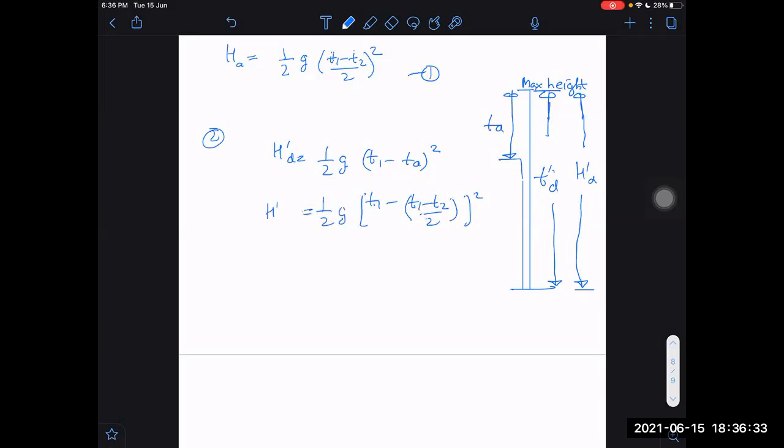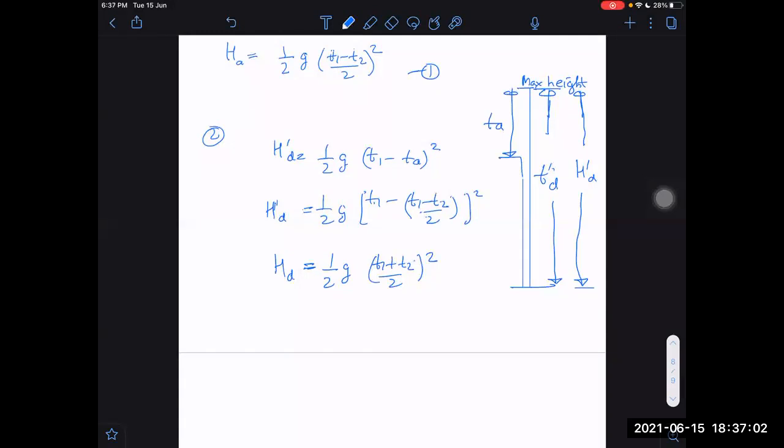So what is then the total height of descent from the top to the bottom? That comes out to be equal to half of G into ((T1 plus T2) by 2) whole square. That was the height of descent.